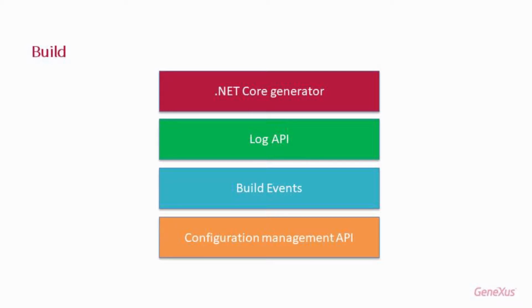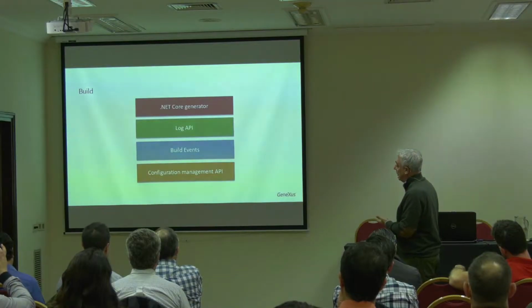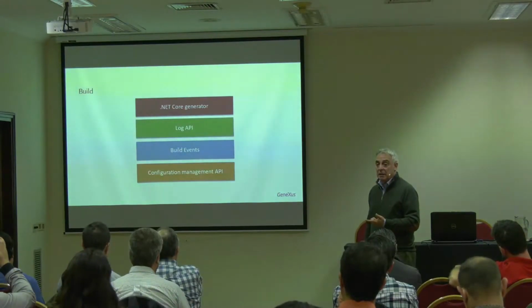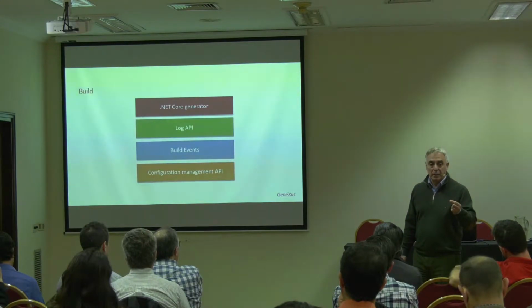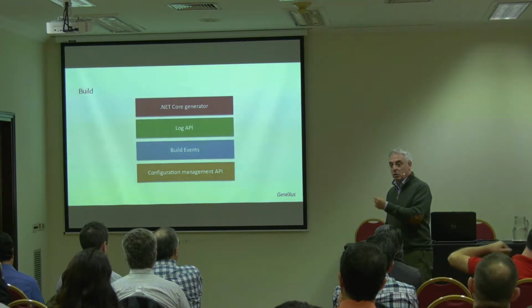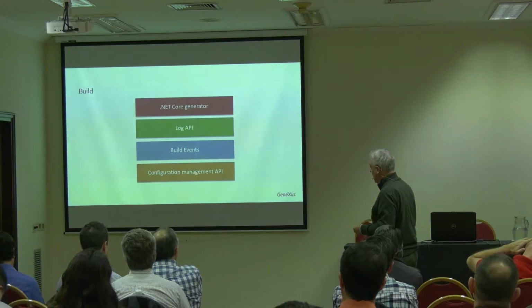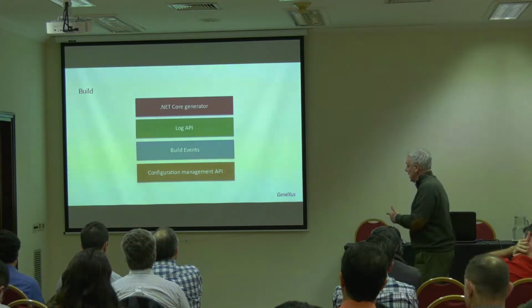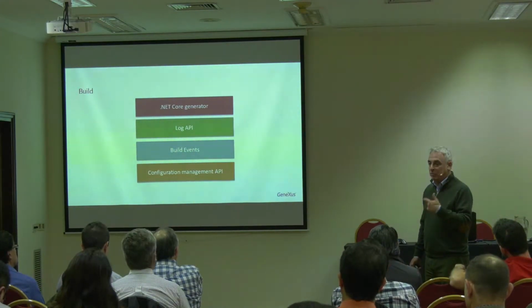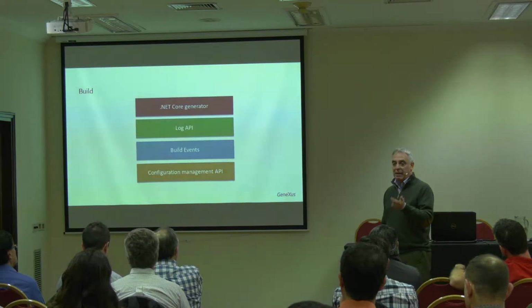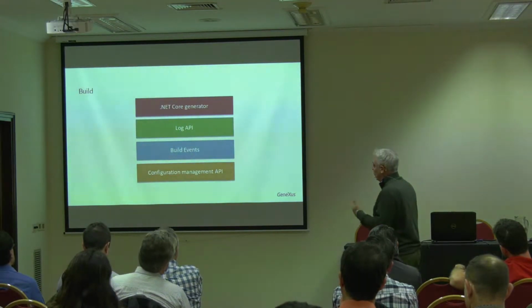Then I'll tell you about the possibility of creating your own log through an API. It's called Log API. Then we are going to see build events. That is to say, we'll be able to execute tasks immediately before or after a build with the possibility of coding these events. And finally, we're going to talk about an API that will allow us to read the configuration of the application under execution through an API.